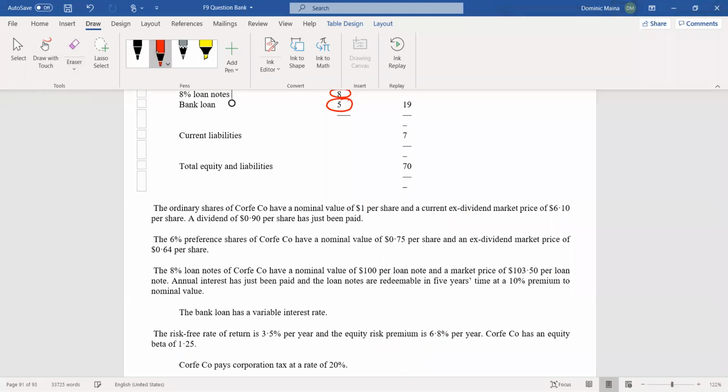Here we are told that the 8% notes are paying at 8%. They can be redeemed in 5 years' time, and the redemption will be at a 10% premium to the nominal value, and the nominal value is 100. The current market value is 103.5. This bond is redeemable, so it will be paying interest for the next 5 years, and redemption occurs at year 5 at 10% premium. I think we have all the variables we need.